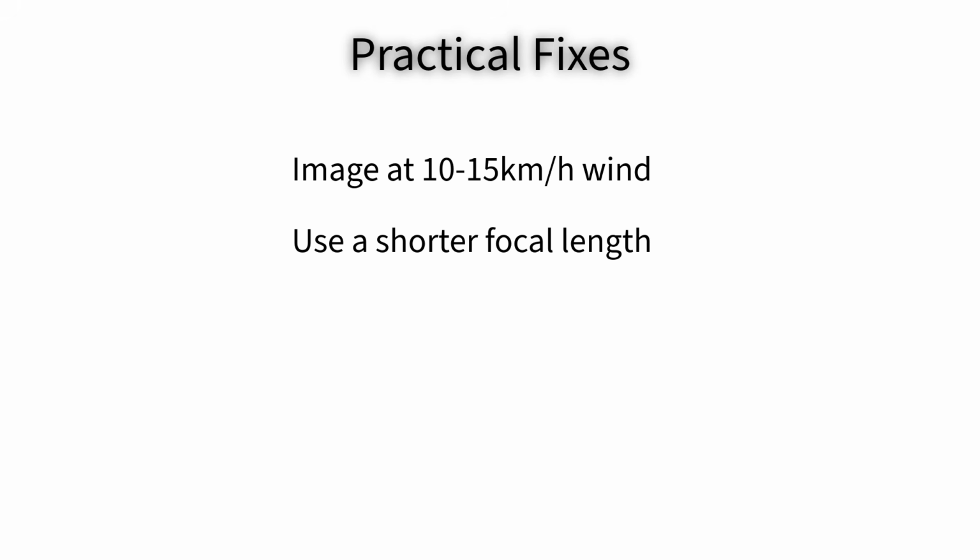Practical fixes: image when the wind is below 10 to 15 kilometers per hour, and use a shorter focal length in windy conditions. Vibration affects long focal length systems much more severely than short focal length. And if you do have a garden wall or building that can act as a windbreak without blocking your target, do use it. Okay, now cause 3, which is tracking error.